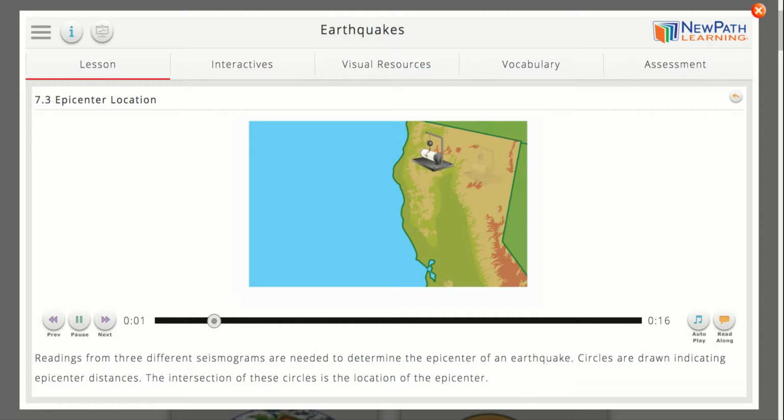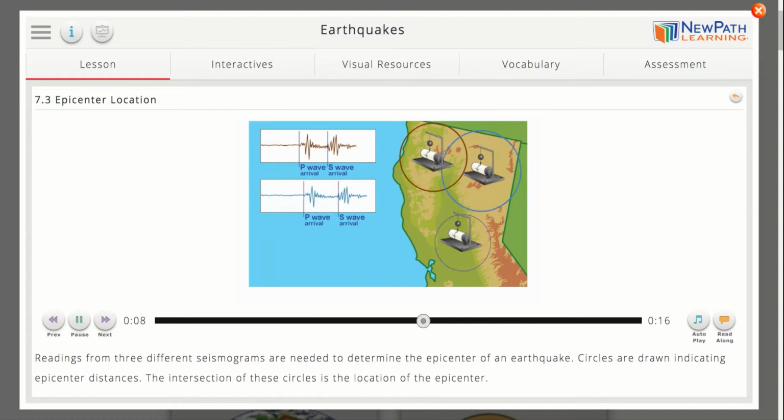Readings from 3 different seismograms are needed to determine the epicenter of an earthquake. Circles are drawn indicating epicenter distances. The intersection of these circles is the location of the epicenter.